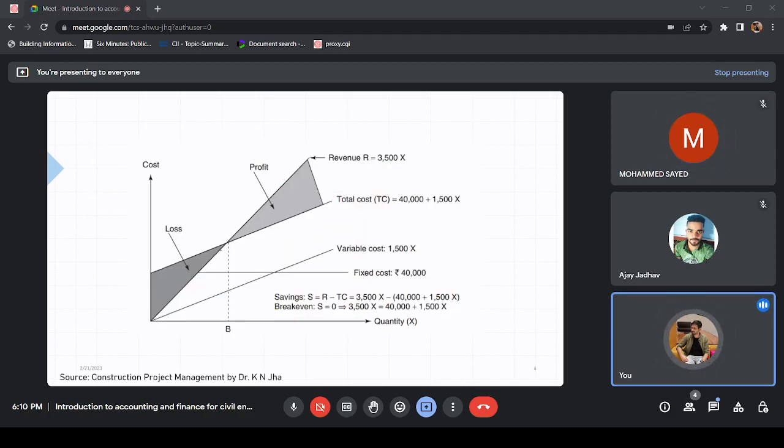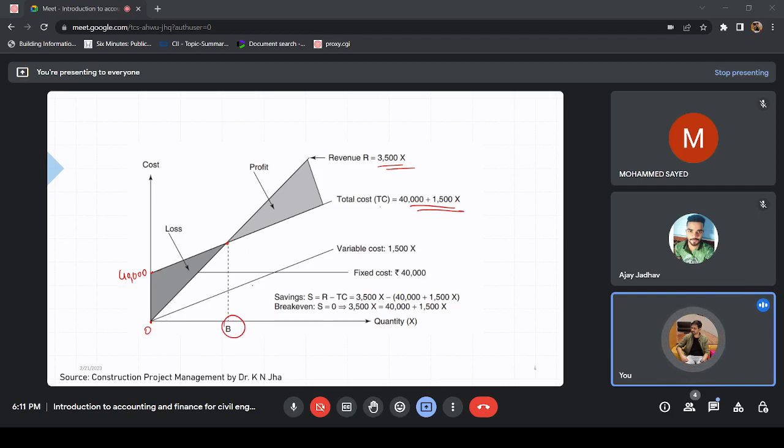This is the kind of graph we get. Why a straight line? We'll follow step by step. At 0, 40,000. If you start production of even one unit, you will have a fixed cost of 40,000, and from there you get the total cost line, 40,000 plus 1,500x, and revenue for each product we have is 3,500x. So this gives us TC minus R is equal to 0.